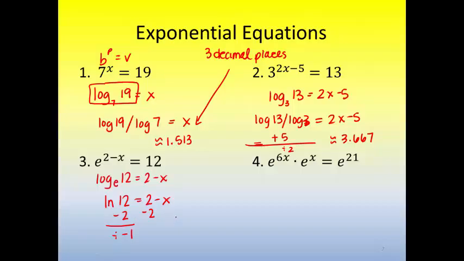And the outcome is x is approximately -0.485. I'm rounding to 3 decimal places there. Alright, number 4 looks a little bit different.